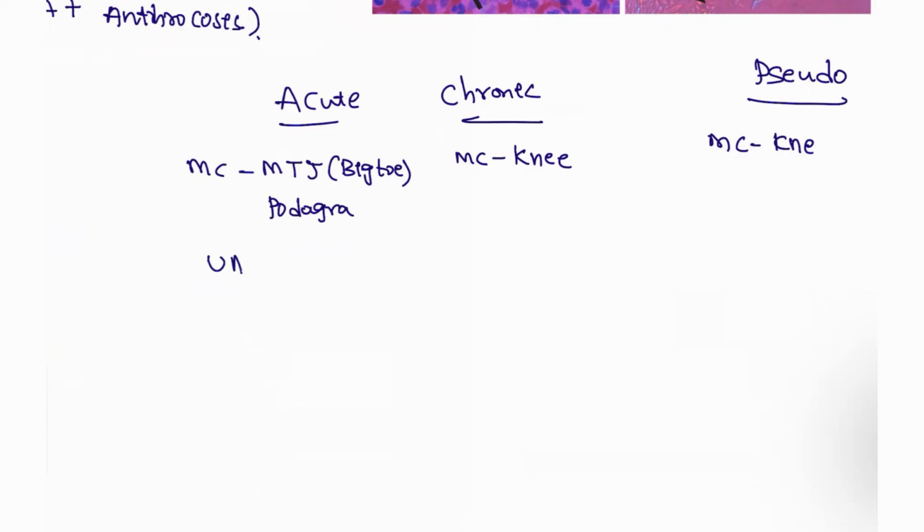So the uric acid in acute gout will be normal, uric acid in chronic gout will be elevated, and uric acid in pseudo gout is normal. So what is the difference? These two criteria belong to true gout, whereas pseudo gout is false gout. It is actually not gout, but it is classified under gout, which means it is a misnomer.